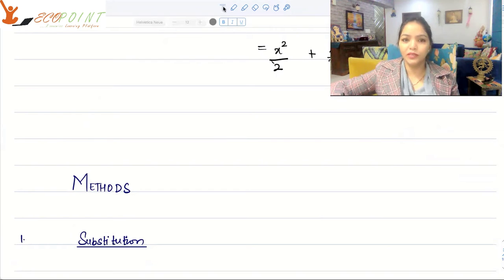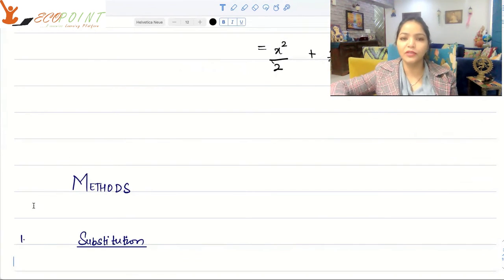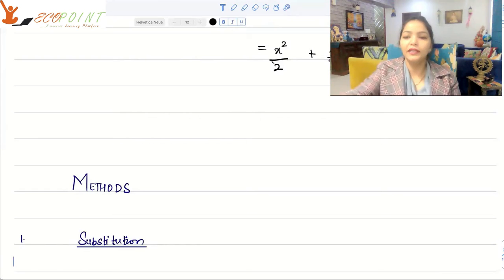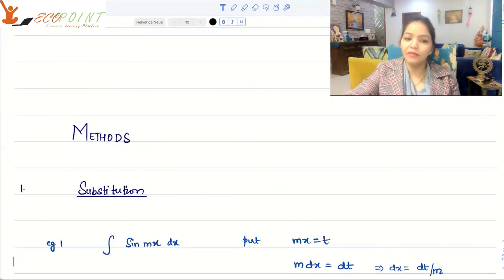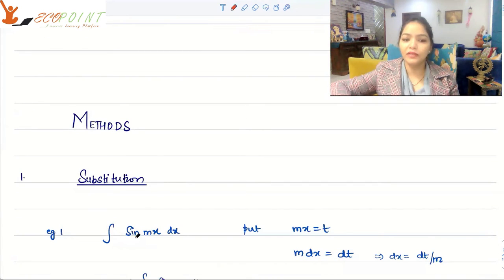What do we do in substitution? If you see some function which you cannot directly integrate, you can substitute another variable. For example, you don't have just sine x, you have the integral of sine mx. So I have to find the integral of sine mx dx.